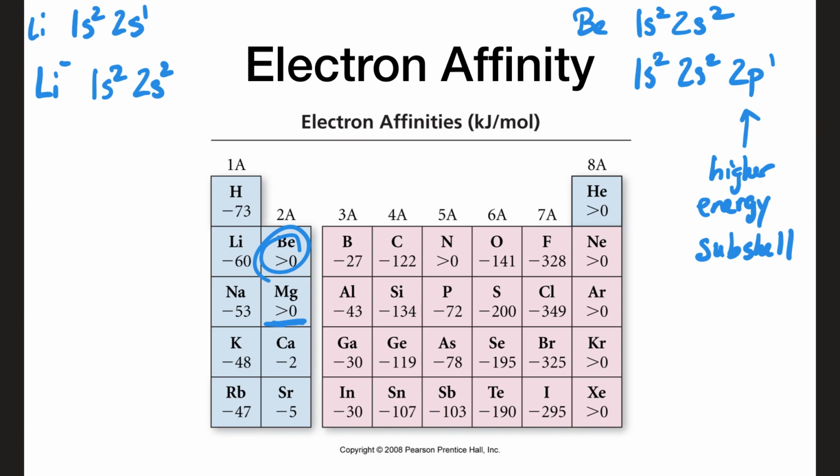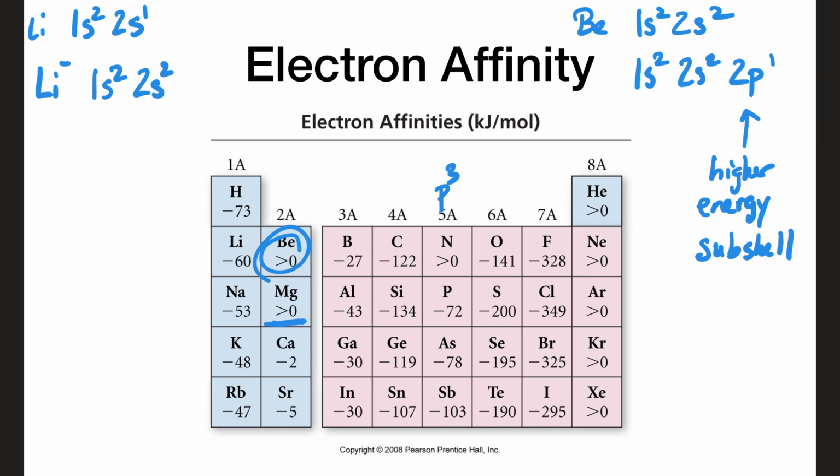Some other positives. Well, we see it again here. Not surprised with nitrogen and oxygen. Remember that nitrogen was P3. So to become P4, now an electron has to be added into an already occupied orbital. That's going to increase repulsion. So in order to get it there, energy has to be absorbed by the system.